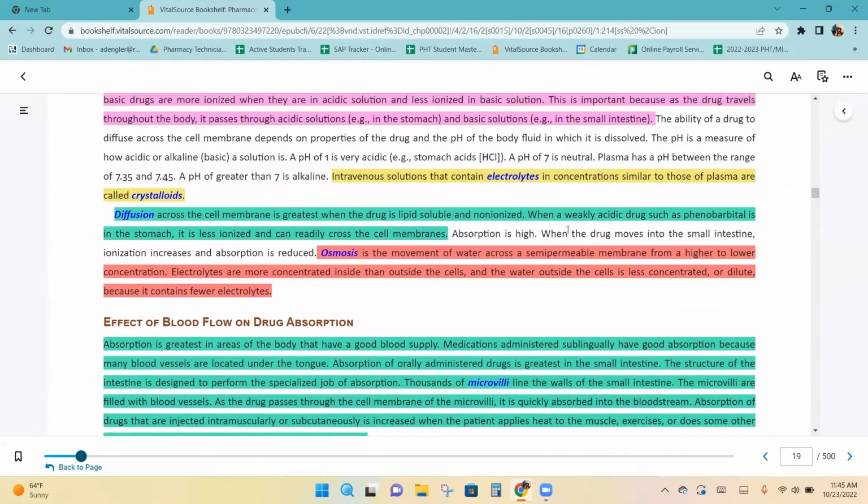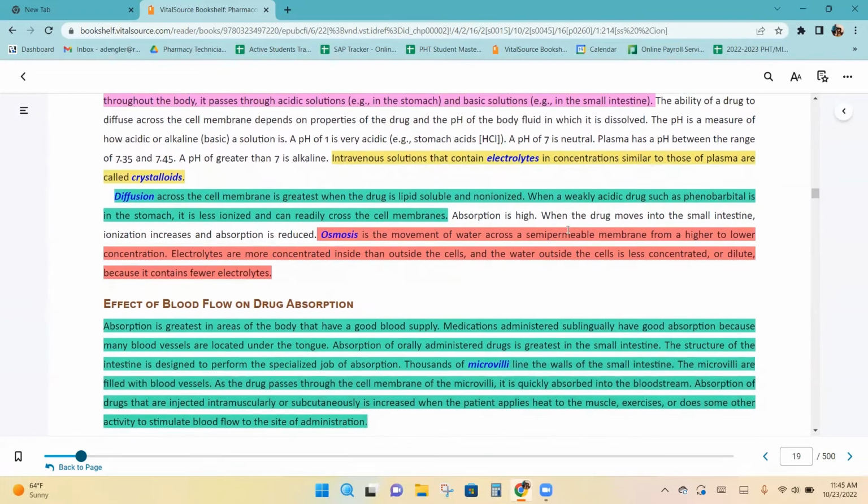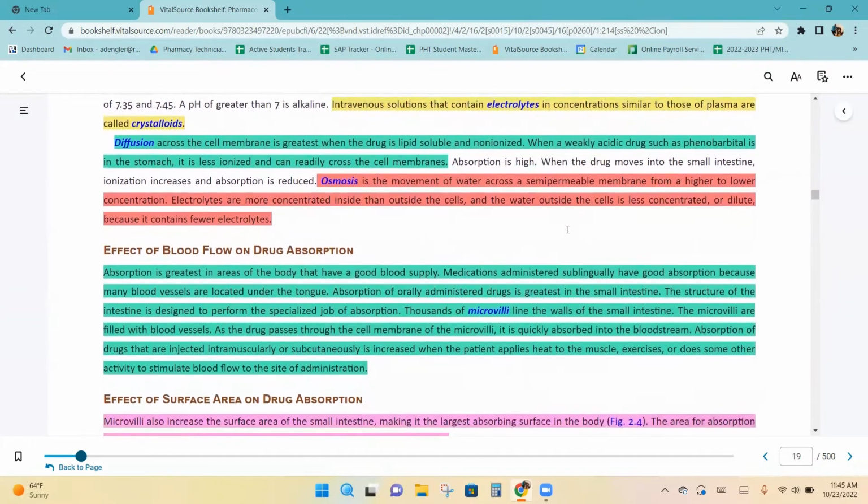The ability of a drug to diffuse across the cell membrane depends on properties of the drug and the pH of the body fluid in which it is dissolved. Intravenous solutions that contain electrolytes in concentrations similar to those of plasma are called crystalloids. Diffusion across the cell membrane is greatest when the drug is lipid soluble and non-ionized.